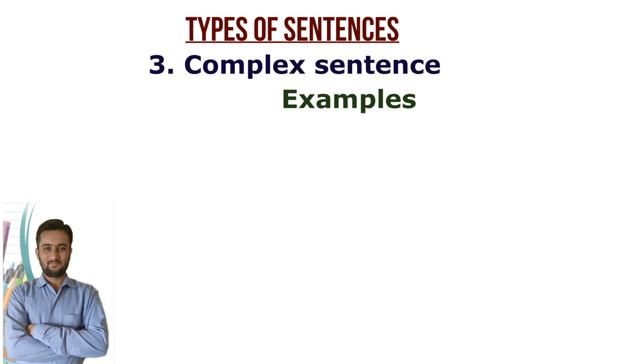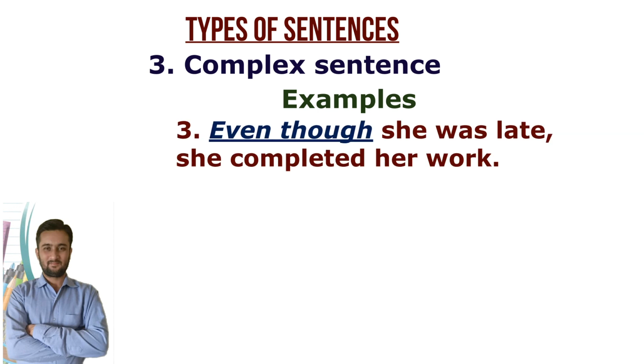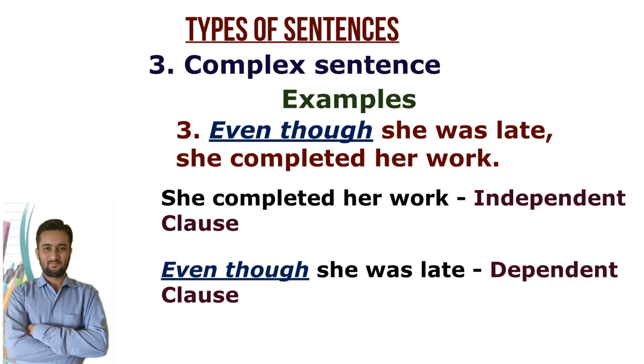Third one is, even though she was late, she completed her work. Now you guess in this example which part is dependent and which part is independent. Yes, you are right. The first part is the dependent part. Why? Because it starts with the subordinating conjunction word even though. So here, even though she was late, that part is dependent, and the second part, she completed her work, that part is called the independent clause.